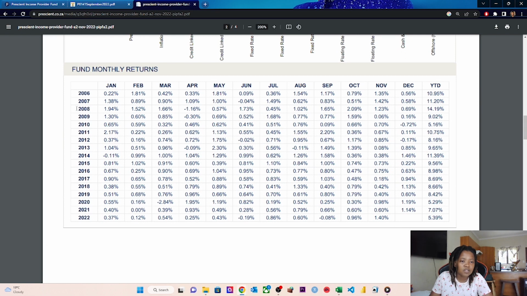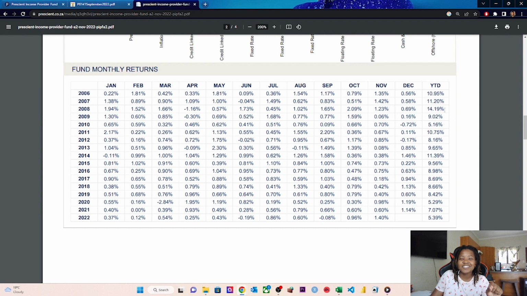So I'm interested in 2008. I don't know if my mouse is going to highlight. I'm interested in 2008 because that was the global financial crisis. So Jan, they didn't do well. Feb, March, April, that's when things dipped. They sort of recovered. Year to date, 2008, they did very well at 14.19, right?